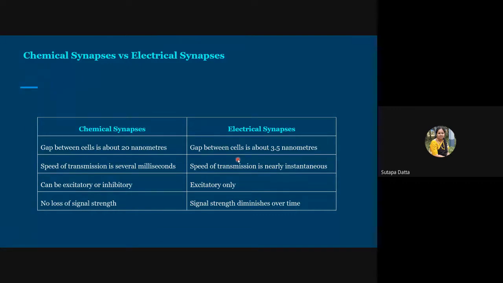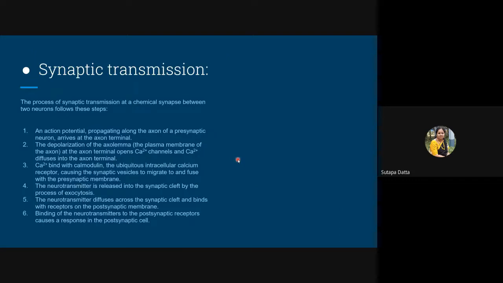In case of chemical synapse, the speed of transmission is several milliseconds. But in case of electrical synapse, it is prompt. It is promptly transmitting the stimulus. The chemical synapse can be excitatory or inhibitory, but electrical synapse is always excitatory. And in case of chemical synapse, there is no loss of signal strength. But in electrical synapse, the signal strength diminishes over time. So this is the comparative account of chemical synapse and electrical synapse.